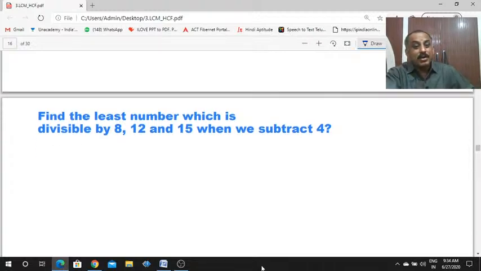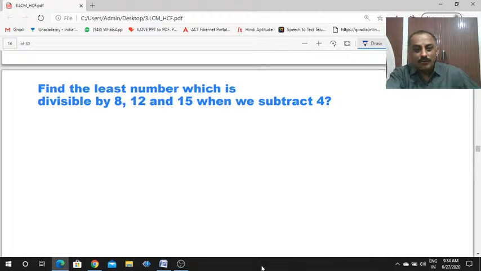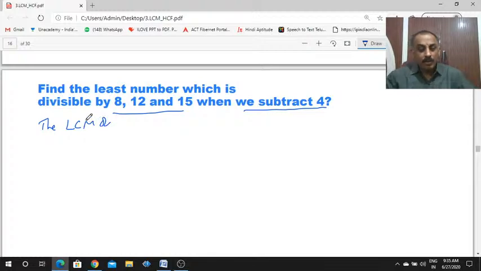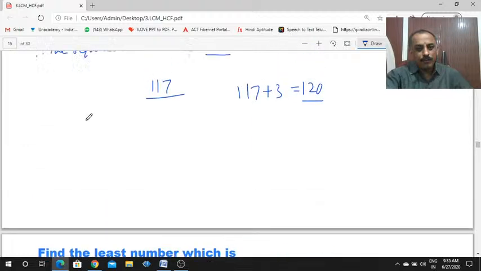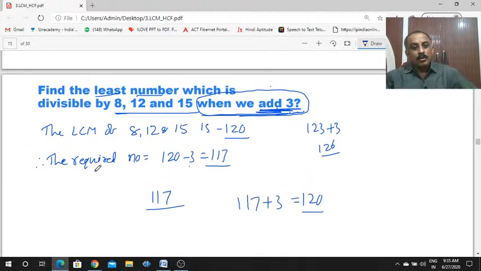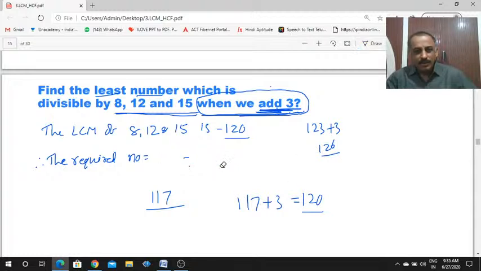Now find the least number which is divisible by 8, 12 and 15 when we subtract 4. So now the LCM of... why we should subtract 4? The question is, find the least number which is divisible by 8, 12 and 15 when we add 3. Okay, especially for you, I will explain once again. Listen carefully.